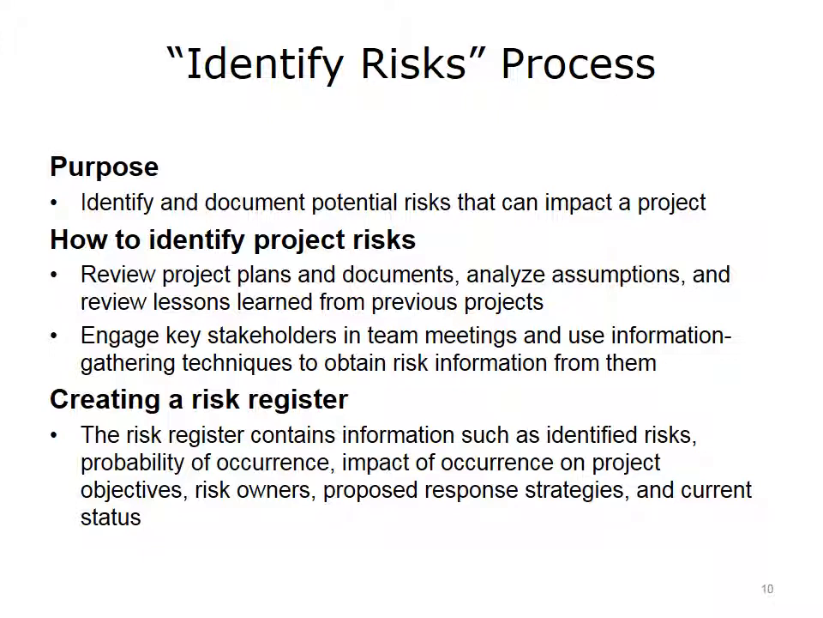The risk register contains information that you have identified, such as what are the identified risks? What is their probability of occurrence? What is the impact of occurrence? How does that impact different project objectives? Who are the risk owners? What are the proposed response strategies for the risks? What is the current status of each of the response strategies? The register is monitored throughout the life of the project and updated continuously as new risks are identified or there are changes to current risks.